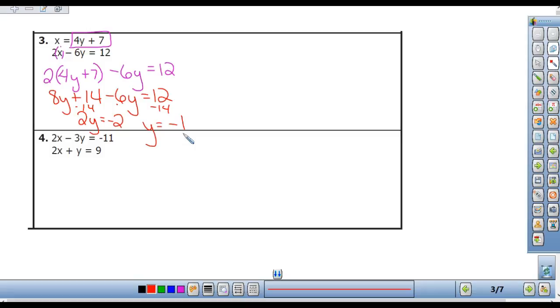Now where is that going? No, it's going in for y, yep. So x equals 4 times negative 1 plus 7. 4 times negative 1? Negative 4 plus 7 is? Which one? Positive 3, there you go. Alright, so now we gotta be a little careful when we write our point. What comes first? 3, there you go. 3, negative 1. This is going to be our point.